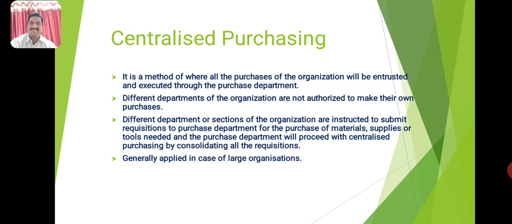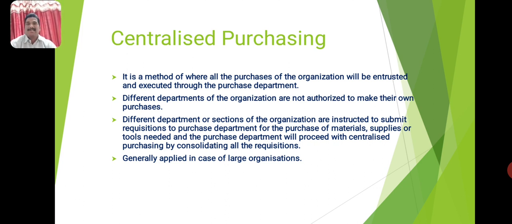Okay, the different departments which are in need of materials have to give a requisition, called a purchase requisition or material requisition, to the purchasing department. The purchase department will collect all those requisitions and, on the basis of that, proceed with centralized purchasing by consolidating all such requisitions. So the requests from all the departments will be collected by the purchase department, consolidated, and the purchasing will be done at one time by the purchasing department itself.